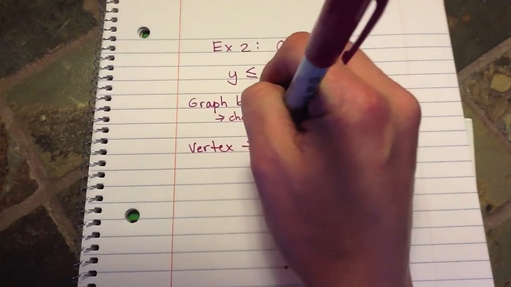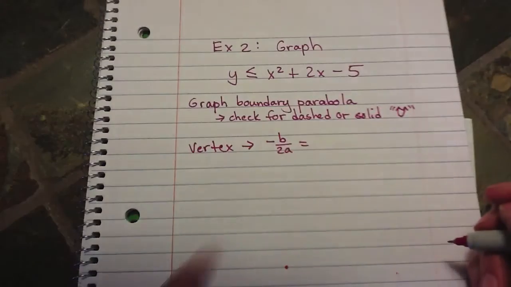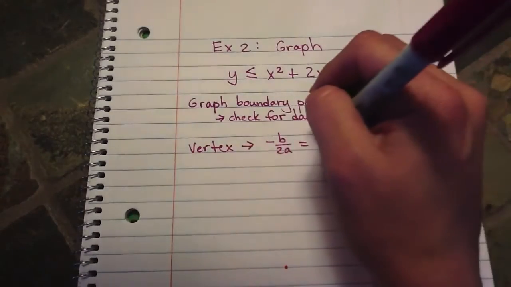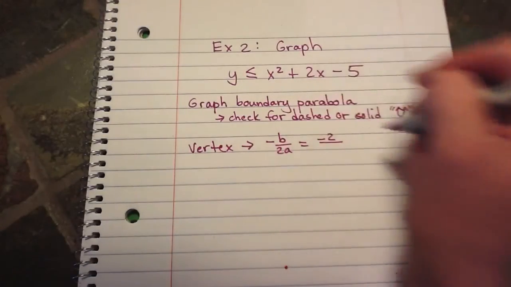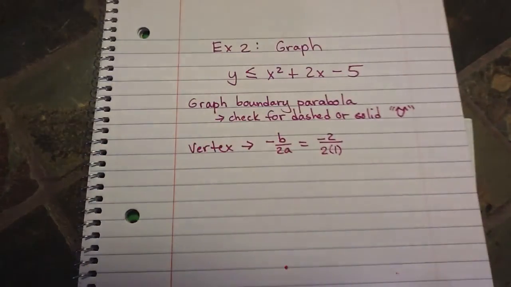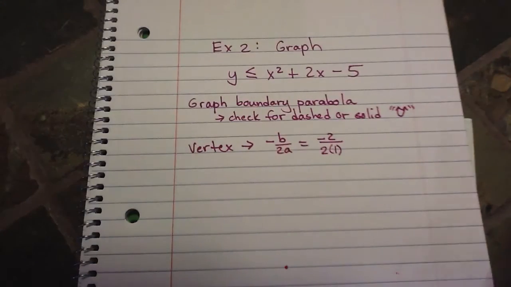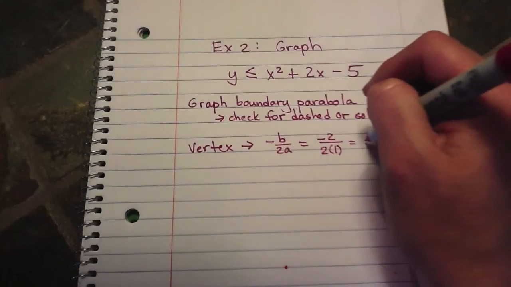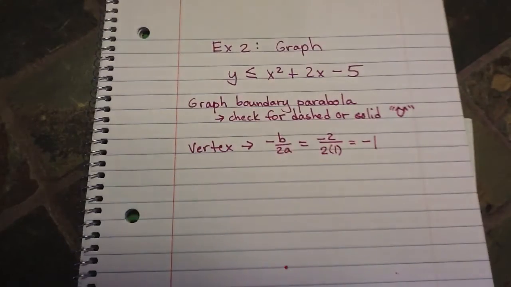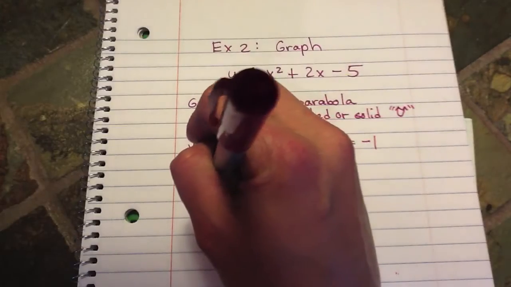So my vertex is negative b over 2a. Negative b is negative 2 over 2 times 1. Okay, I didn't write a, b, and c down, but I should have. So now I get negative 2 over 2, which is negative 1. Take negative 1 and plug it in.